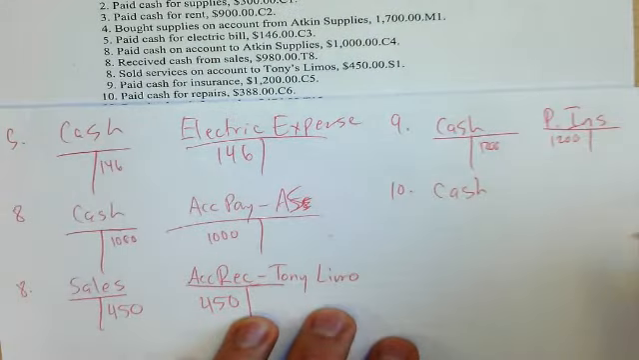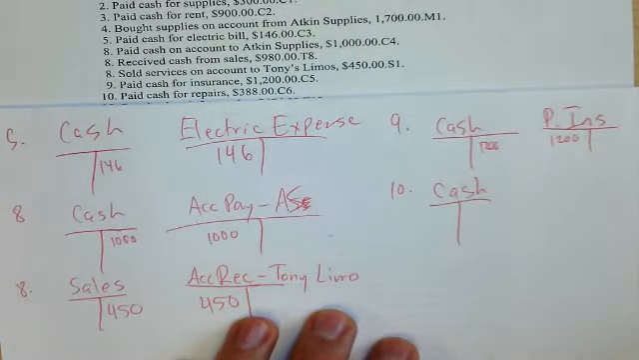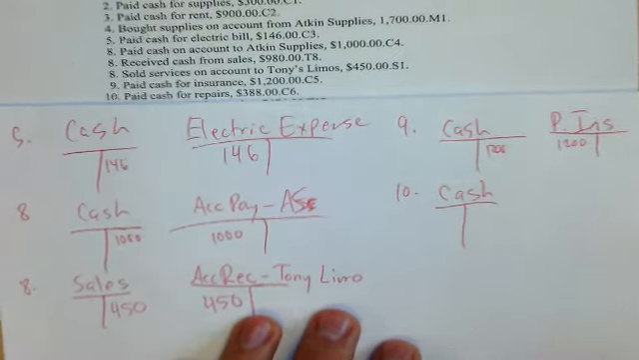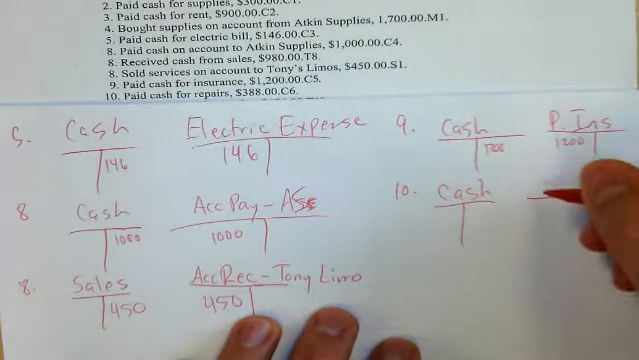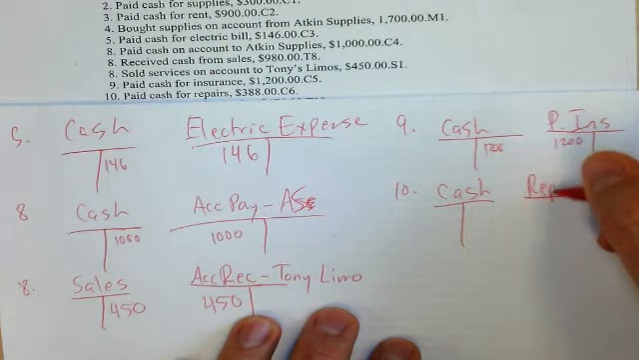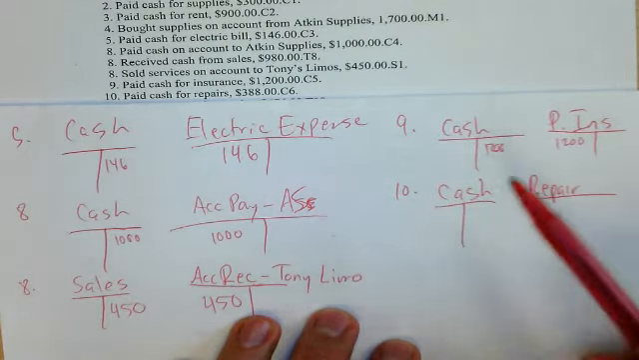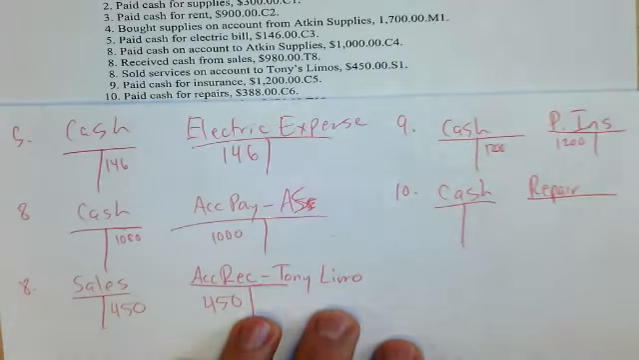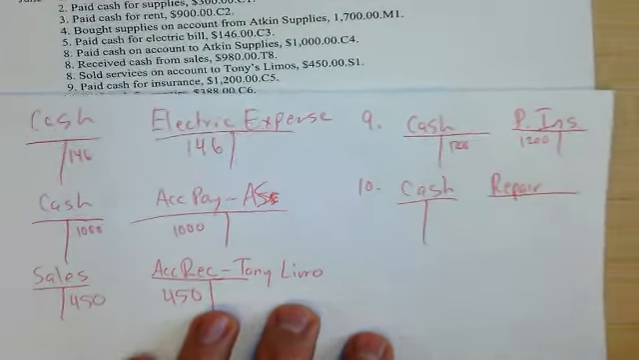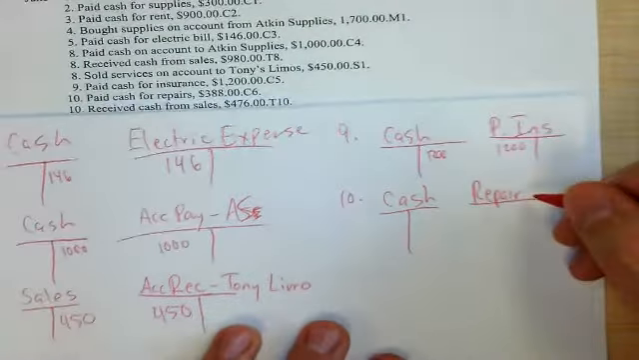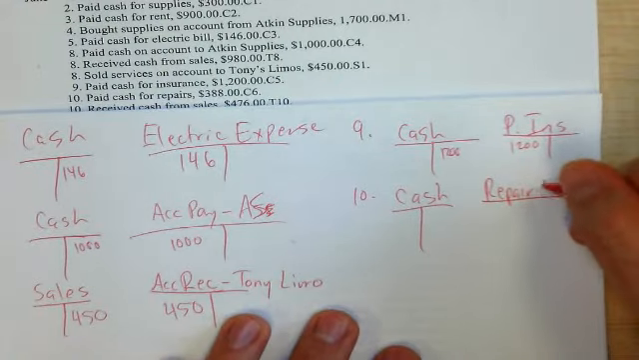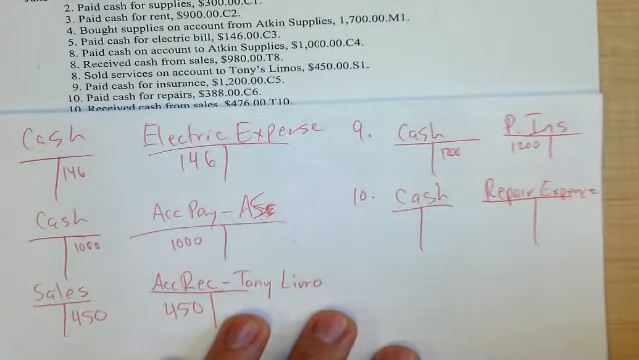Number 10, paid cash for repairs. I know one is going to be cash. What's my other account going to be? If it's something that I'm paying for right then and there, not something I planned on, repair. Is it just repair cost? Not repair cost, what's another word? Expense. Good.